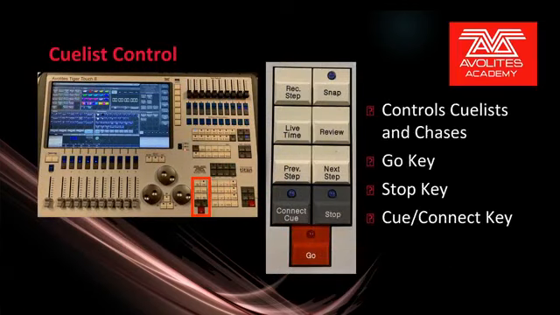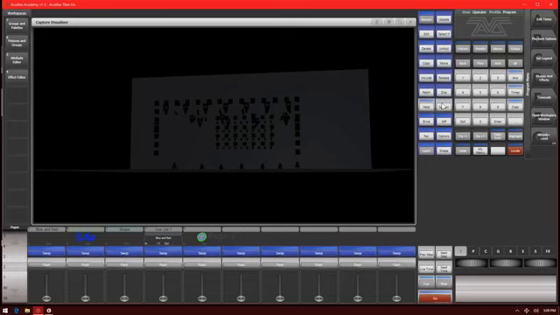Down at the bottom, we have the cue list control section. You use it to control cue lists and chases. You find the go key here, the stop key, and the connect/cue key. On some consoles, it's labeled cue, some it's labeled connect, some it's labeled both. Like if we look at our Titan 1 interface here, down in the bottom, you'll have all those keys, and it says cue instead of connect/cue. It's the same key, just labeled differently.